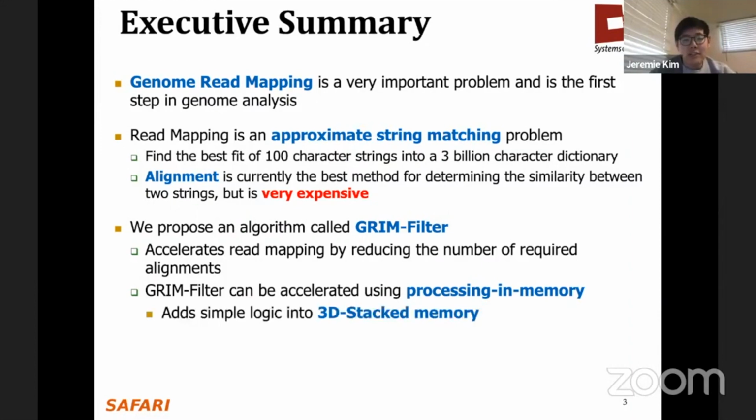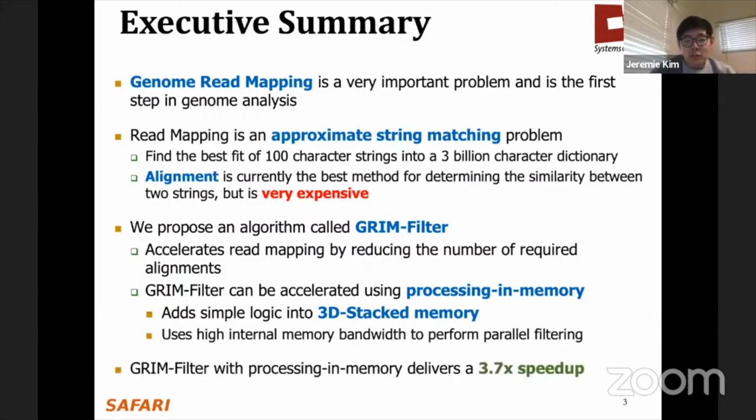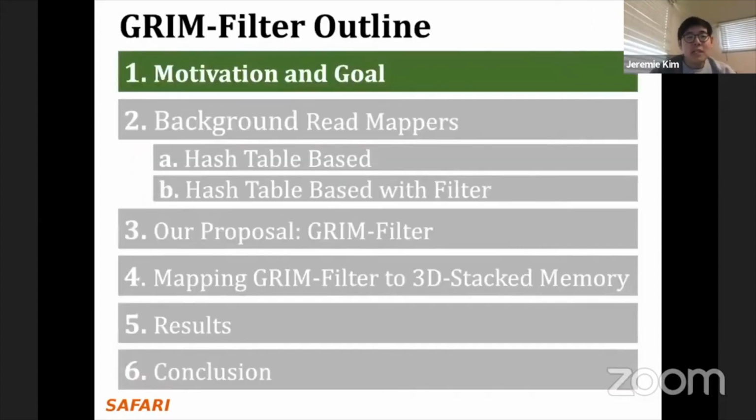And we design GRIMFilter such that it's able to be easily accelerated using processing in memory, which is a technology that basically adds simple logic into a 3D stacked memory. It has high internal memory bandwidth and enables performing parallel filtering. So with processing in memory, GRIMFilter is able to deliver up to a 3.7x speedup. I'll first begin with the motivation and goal. And this is basically the outline of the talk that I'll be giving.